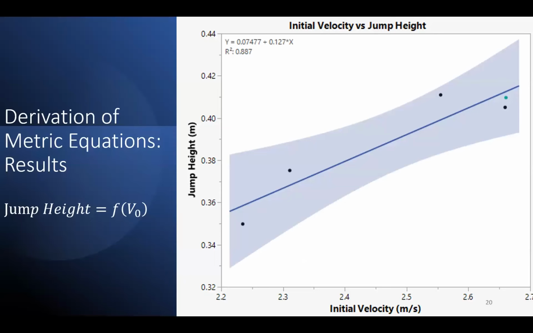So here we're showing our first equation, showing how jump height is a function of initial velocity. On the x-axis here, you can see initial velocity measured in meters per second. And on the y-axis, you can see jump height measured in meters. And this had an r squared of 0.887. This is a linear relationship that we use when developing the jump height from the knee bend sensor.